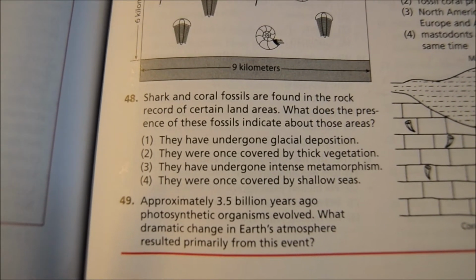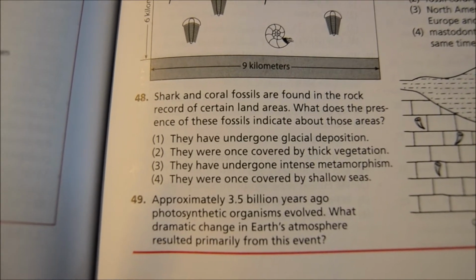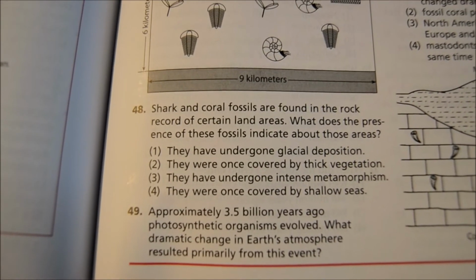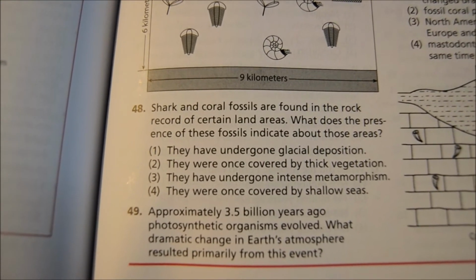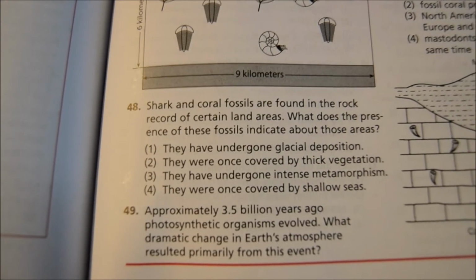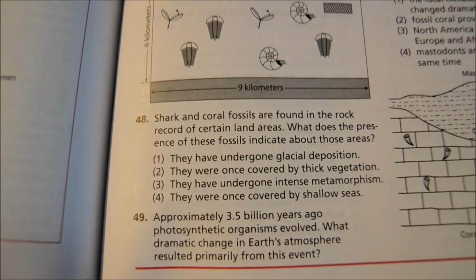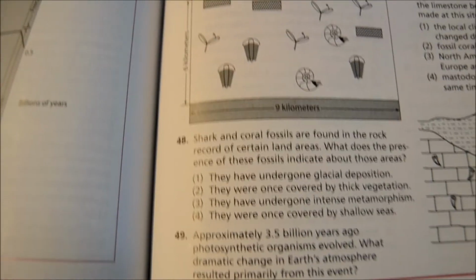Number 49. Approximately 3.5 billion years ago, photosynthetic organisms evolved. What dramatic change in the Earth's atmosphere resulted primarily from this event? Photosynthesis, the byproduct is oxygen. So eventually you got oxygen that was put into your air. That information is also on your reference table, page 8.